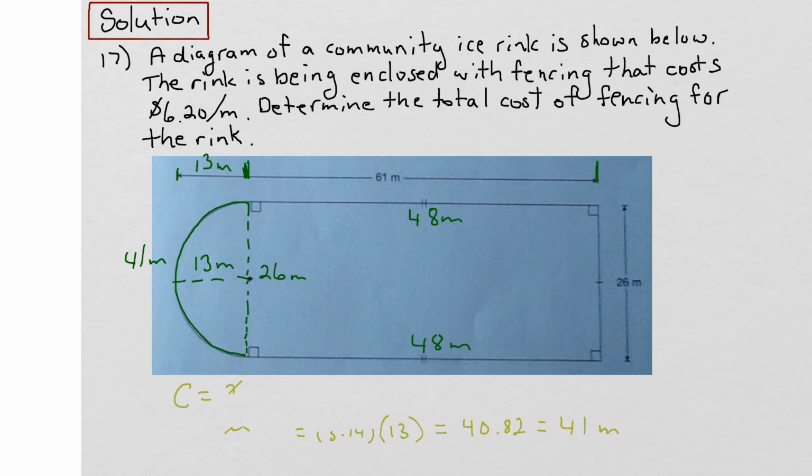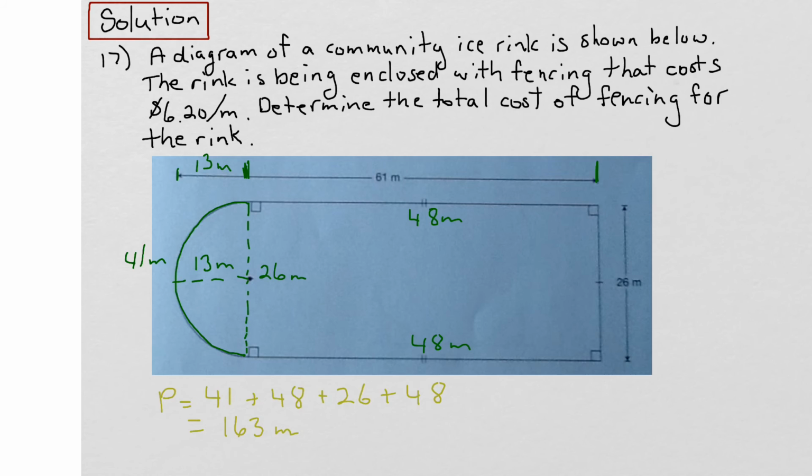Okay, so now we have everything we need to figure out the perimeter of our ice rink. So our perimeter will be the 41 meters for the semicircle there. At the bottom is the 48 meters long part of the rectangle. Then we have the 26 meters for the side of the rectangle, and then the 48 meters for the top part of the rectangle of the rink. So that's 41 plus 48 plus 26 plus 48. If we add all those up together, we end up with 163 meters as the amount of fencing that we're going to need. So how much is this all going to cost?